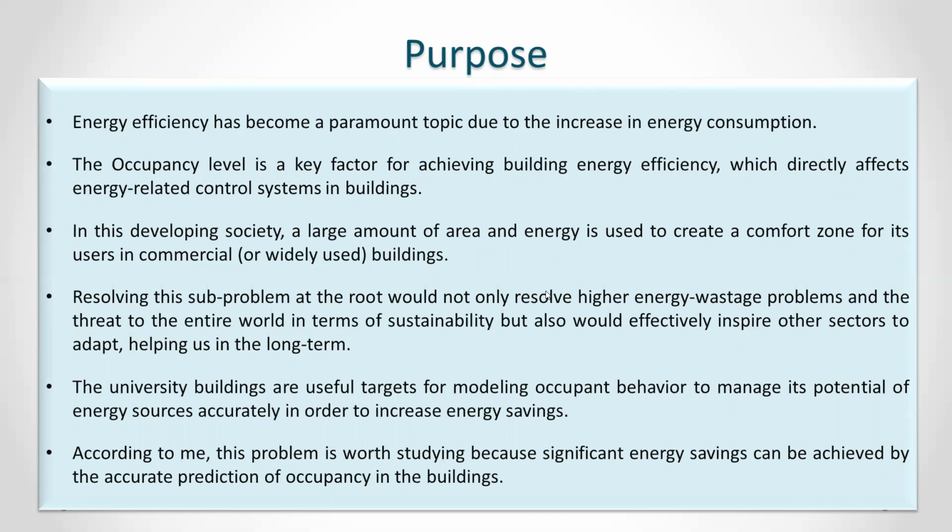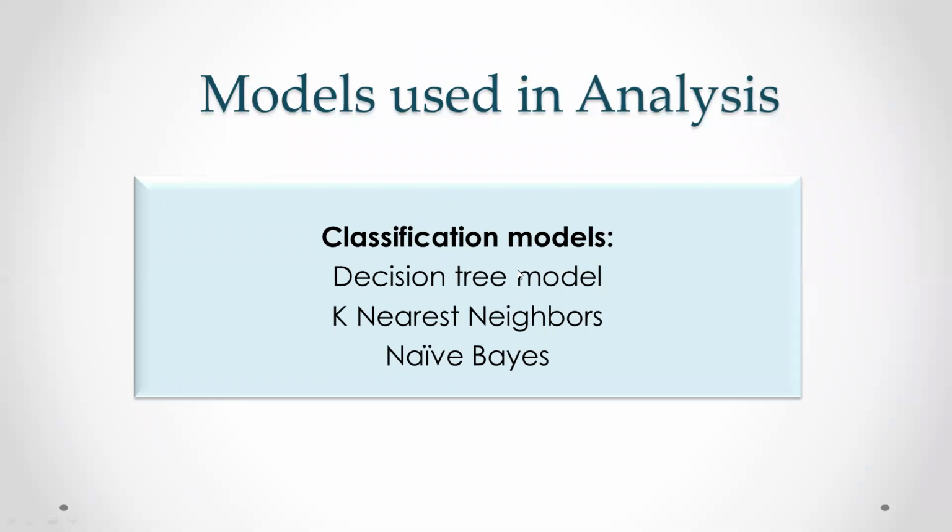Purpose. Energy efficiency is an important topic of discussion in today's world as energy consumption is soaring day by day. And in this developing society, we are more focused on creating comfort zones for users in commercial buildings, but not concerned about energy savings. Primarily for this purpose, the data of a university building is considered as it will have more people going in and out of the building. So the models used for this analysis are the decision tree, k nearest neighbors, and naive Bayes classification models.